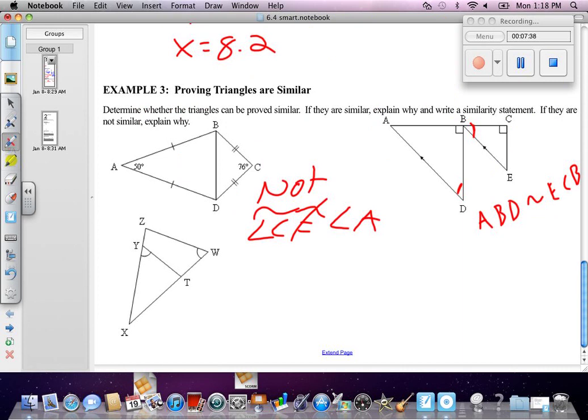Okay, what about C? They've got angle Y and angle W. What other angle do they have in common? Z, Y, T? No. They don't have X. Oh, two overlapping triangles, right on top of each other. I knew that. So that's a yes. So they are similar. So yes, triangle XYT is similar to triangle XWZ.